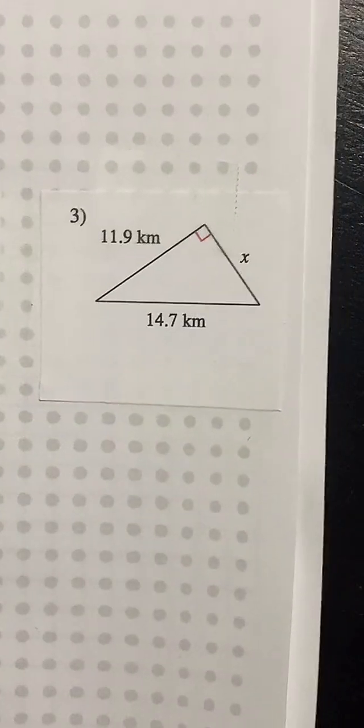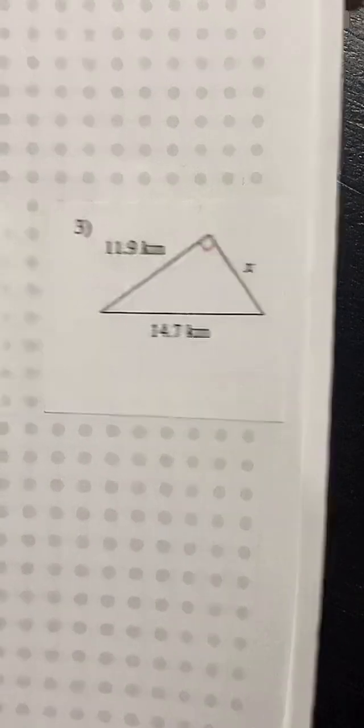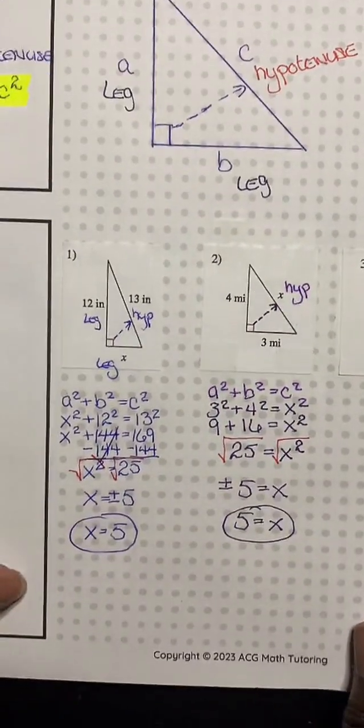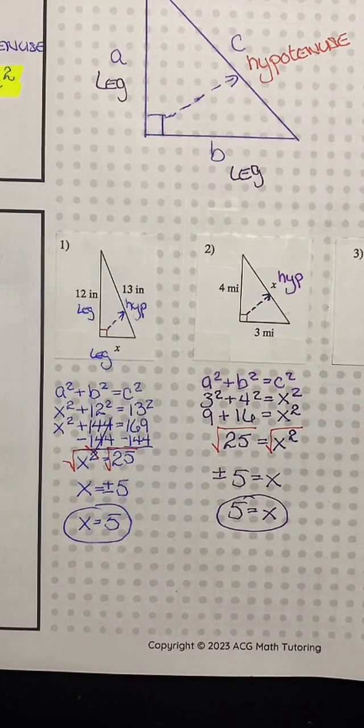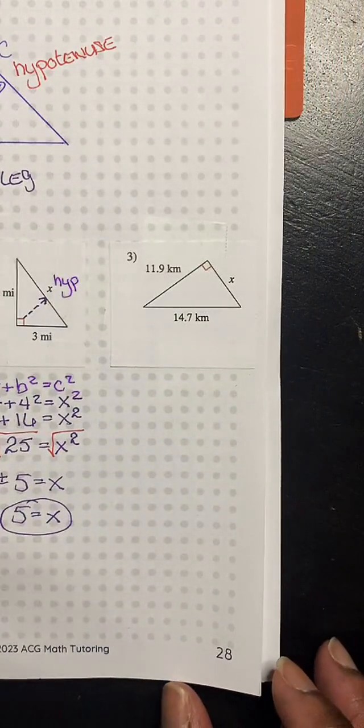So, stepping it up a little bit more. Okay? So what's the difference between this one and the first one? Other than the lengths of the two sides. That's the only difference. Okay? So just the length of the two sides. All right. So, number 3.